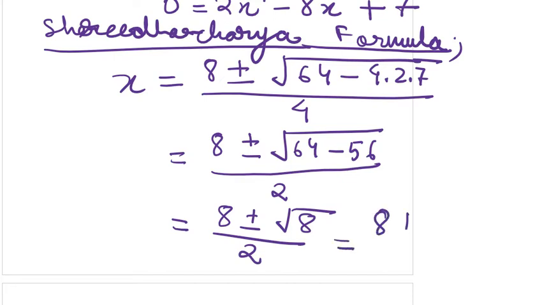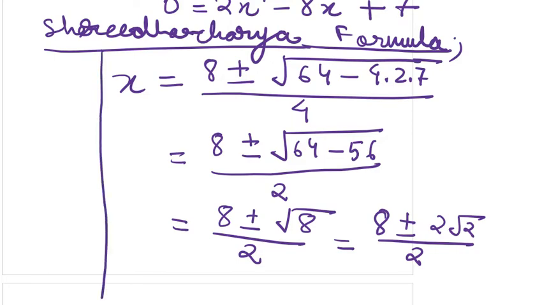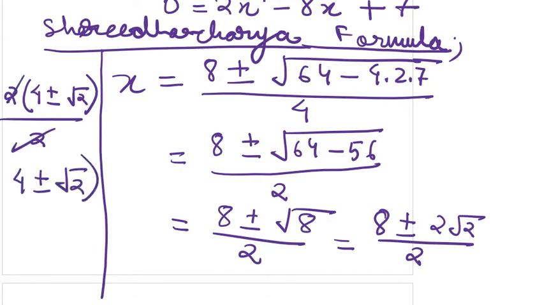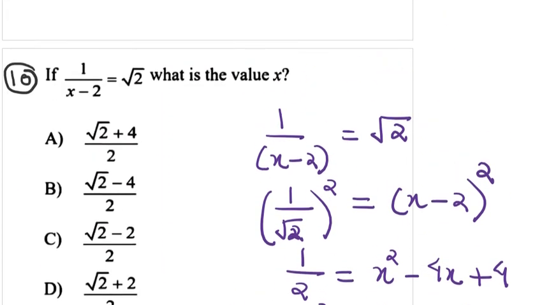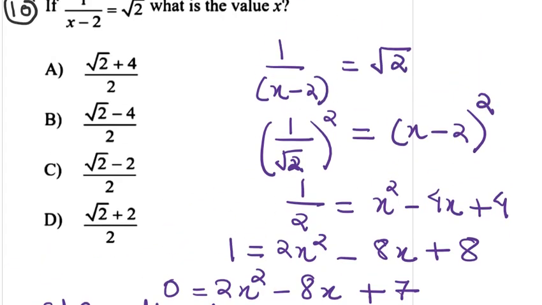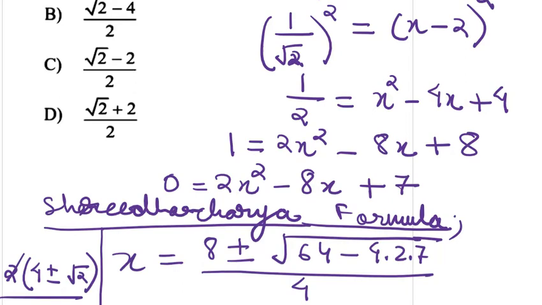Then you can write this as 8 plus minus, 4 twos are 8, so 2 root 2, divided by 4. Then eventually from here, if you take out the 2 common, you're getting 4 plus minus root 2 divided by 2. So 2 and 2 are gone. You're getting 4 plus minus root 2. Correct. Now let's check which answer is matching over here, and I'll tell you which answer is matching.